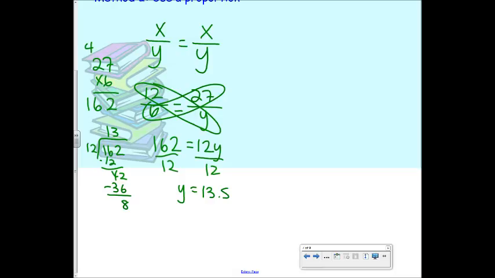You can do it either way. I would set up a proportion every time. All right, I think it's easier to set up a proportion.